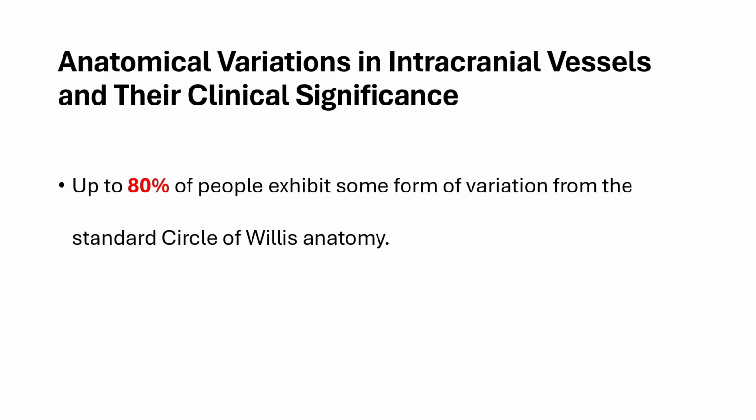Now, anatomical variations in intracranial vessels and their clinical significance. Up to 80% of people exhibit some form of variation from the standard Circle of Willis anatomy. This holds profound clinical implications, influencing disease presentation, diagnostic interpretation, and therapeutic strategies in cerebrovascular conditions. Understanding these variations is not merely academic, it is crucial for accurate diagnosis, effective treatment planning, and the precise assessment of stroke risk and collateral circulations.